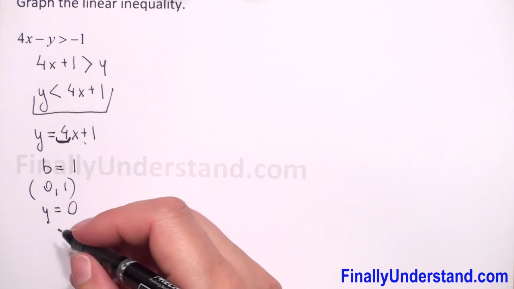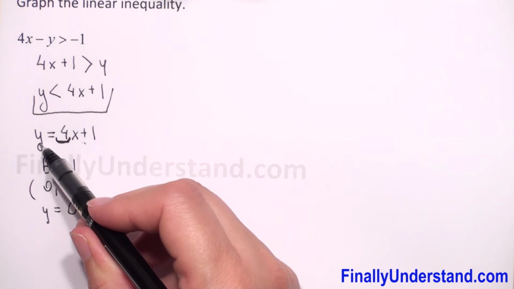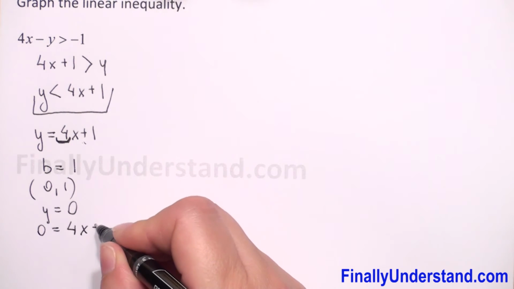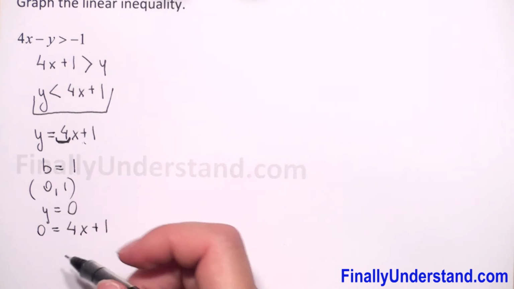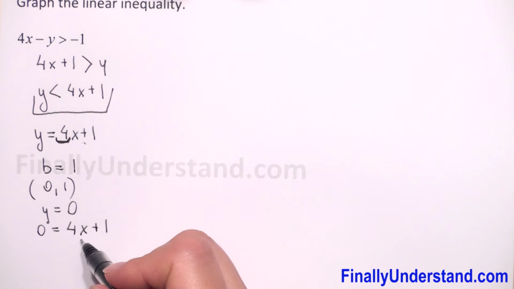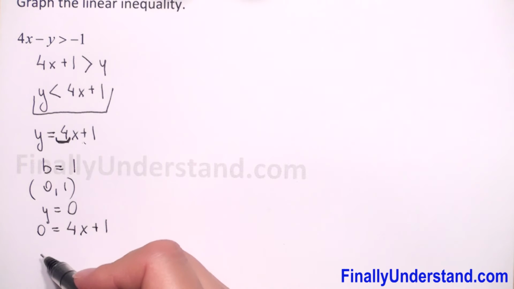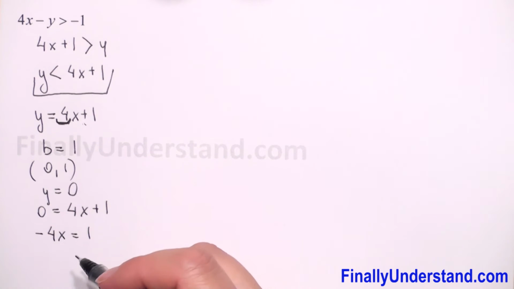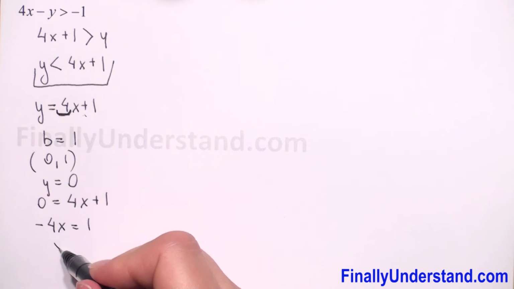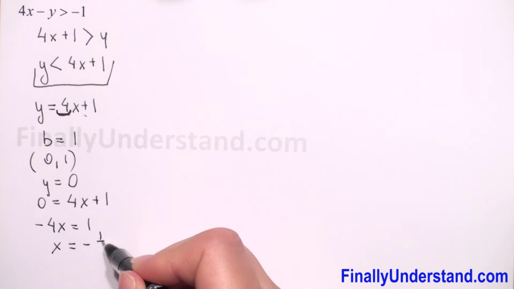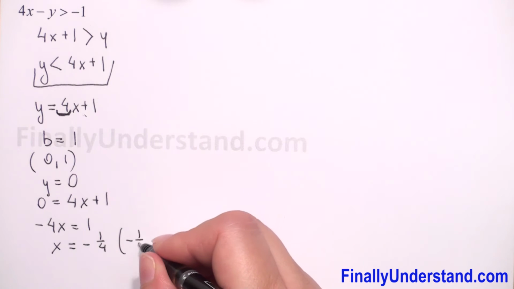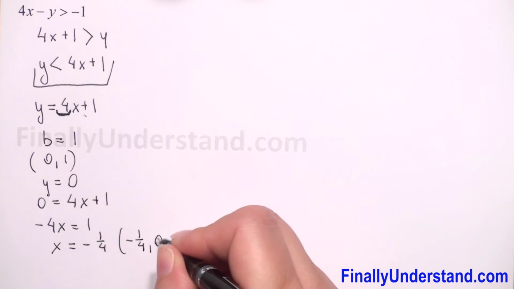I just substitute y by 0, so it will be 0 is equal to 4x plus 1. So I will move 4x to the left side, so it will be -4x is equal to 1. Now we will divide both sides by -4, so we have x is equal to -1 over 4. So we have the point (-1/4, 0).